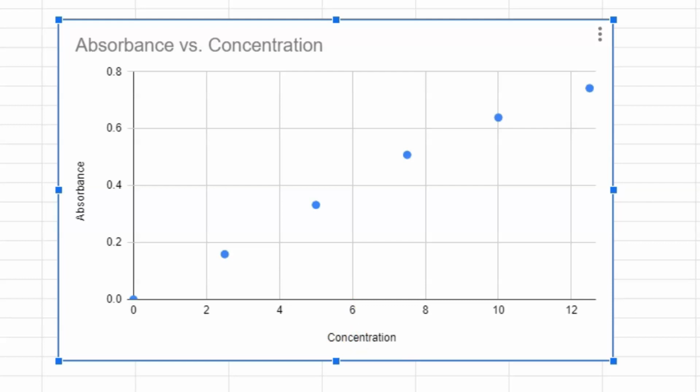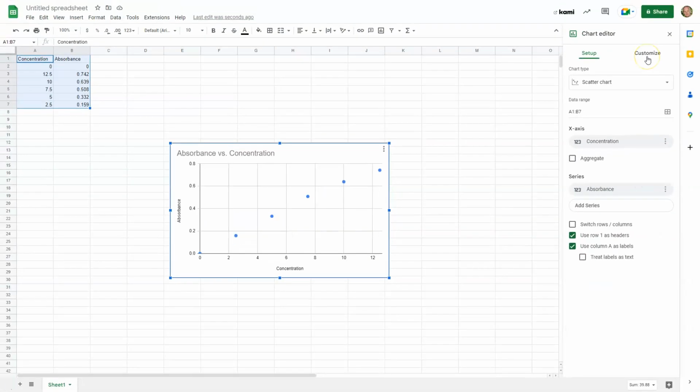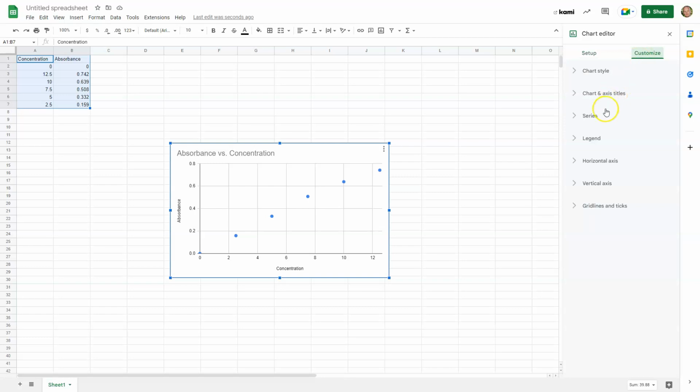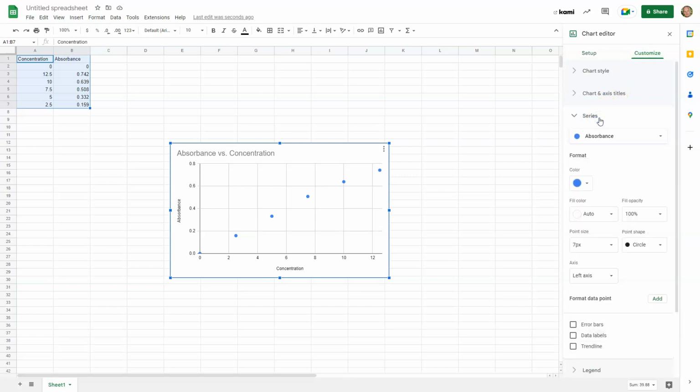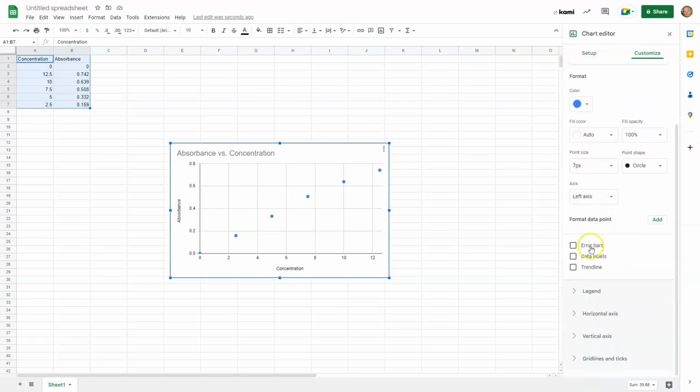Next, what I'm going to do is insert a trend line. So to do that, in Google Sheets, I'm going to go to Customize, I'm going to go to Series, and I want to scroll down to Trend Line, and I want to check the box for Trend Line.